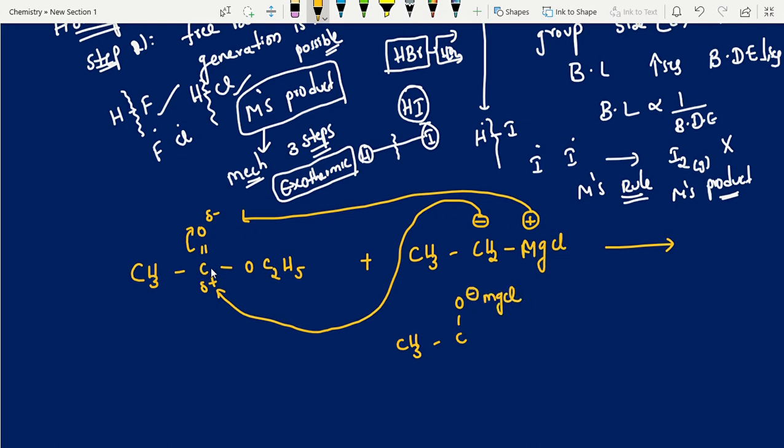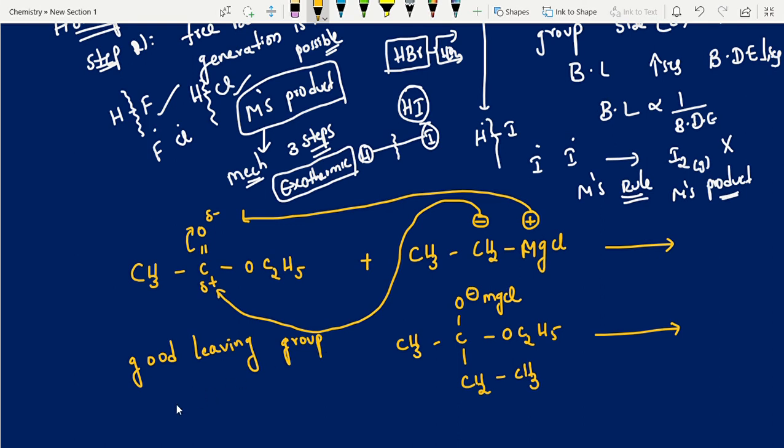Here, as it is, you can write OC2H5. Now here, what is this? Another group just added, CH2CH3. Fine. Now going to the next step, you have to see. I said good leaving groups are there. If good leaving groups are there, what happens? Reversal of charge is possible. If there is a good leaving group, reversal of charge is possible.